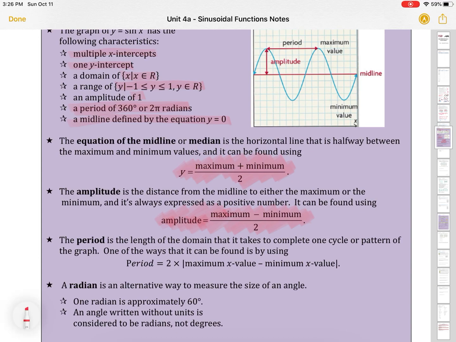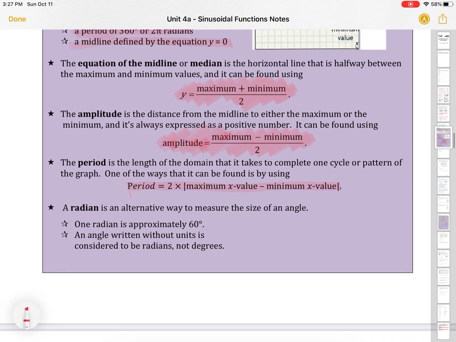Maximum minus minimum, divided by 2. And the period is the length of the domain that it takes to complete one cycle or pattern of the graph. So you can either do it from maximum to maximum or minimum to minimum, whichever one you have. In some cases, you don't have the whole graph, so you might have to find half a period and double it. We did that with one example.